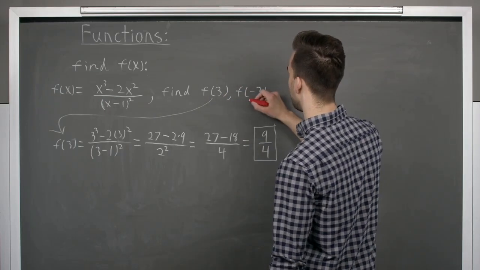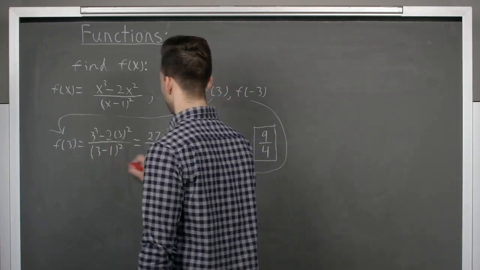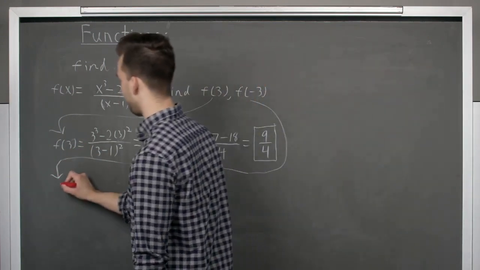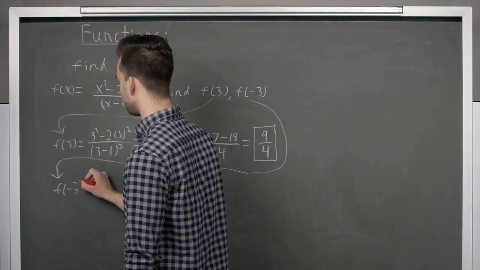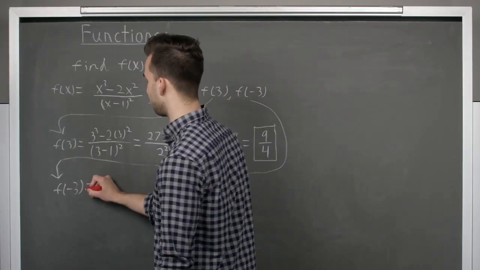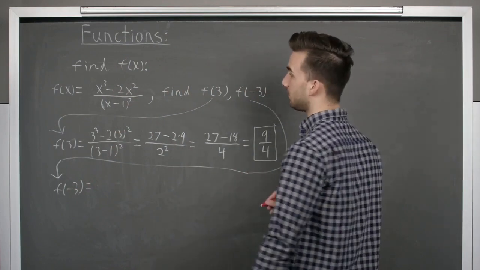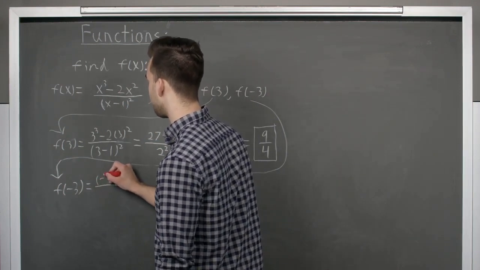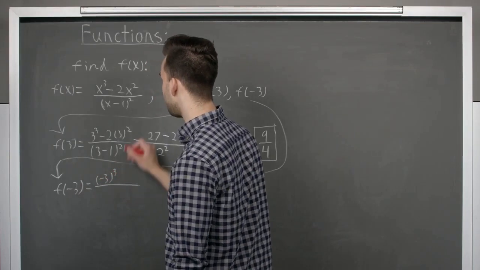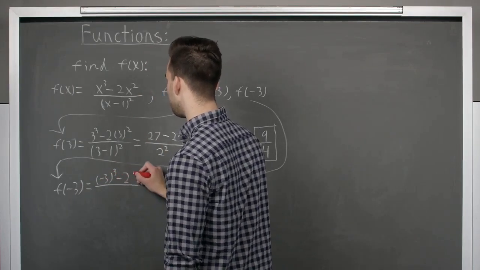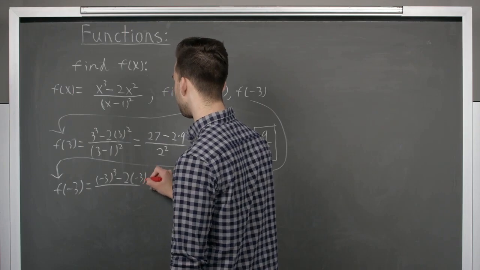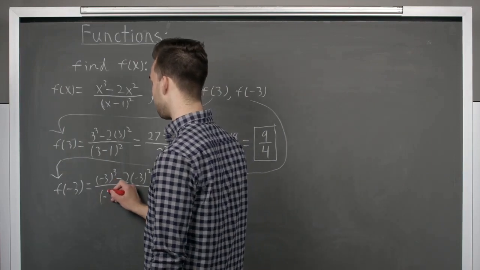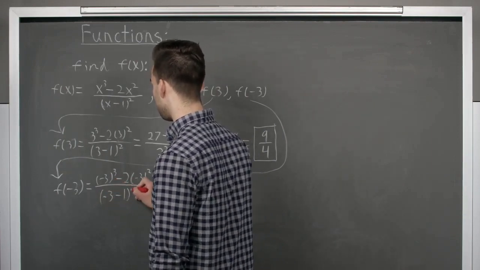Now, for f of negative 3, we have f of negative 3 is equal to, we just plug in negative 3 to every x value, so we have here negative 3 to the power of 3 minus 2 times negative 3 squared. Just extend the fraction bar. And then in the bottom we have negative 3 minus 1 squared.